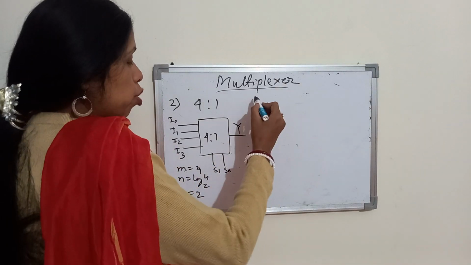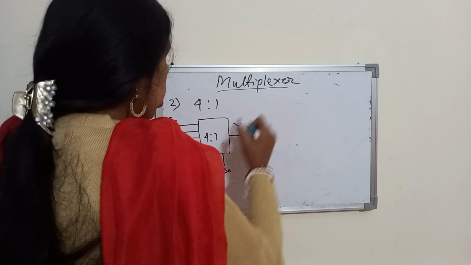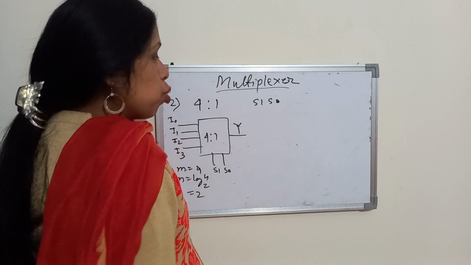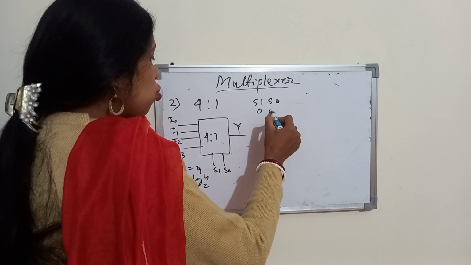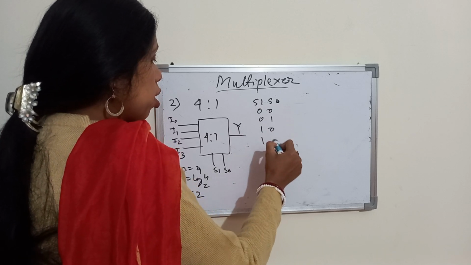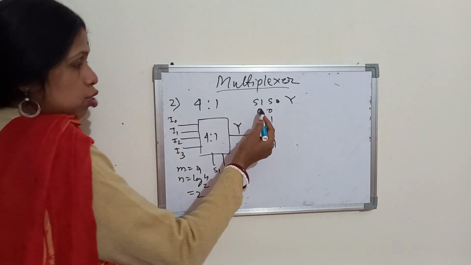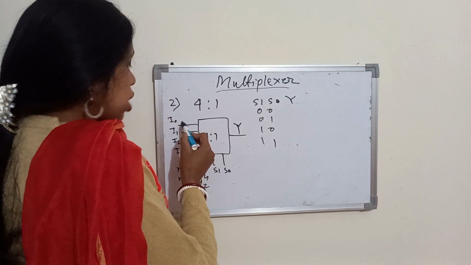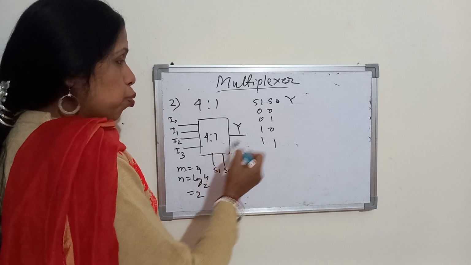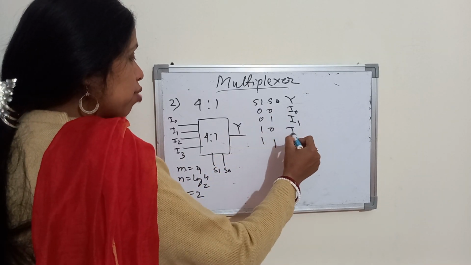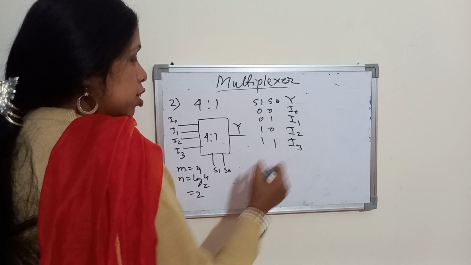What is the truth table? Now I am writing. So in select lines S1 and S0, if 2 select lines are there, how many combinations can I write? 4 combinations I can write. Now here is Y. When both S are 0, 0, first I naught will be selected at the output. Here it is I naught. In this way, if 0, 1, I1; if 1, 0, I2; and 1, 1, I3.